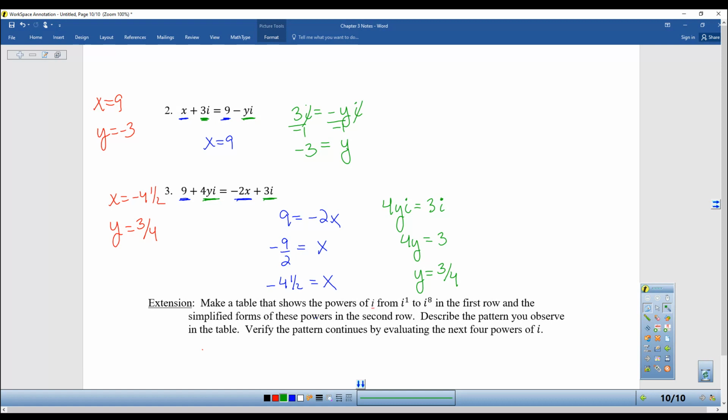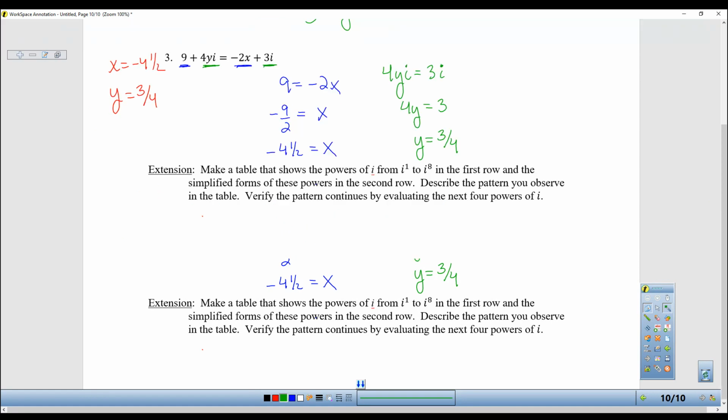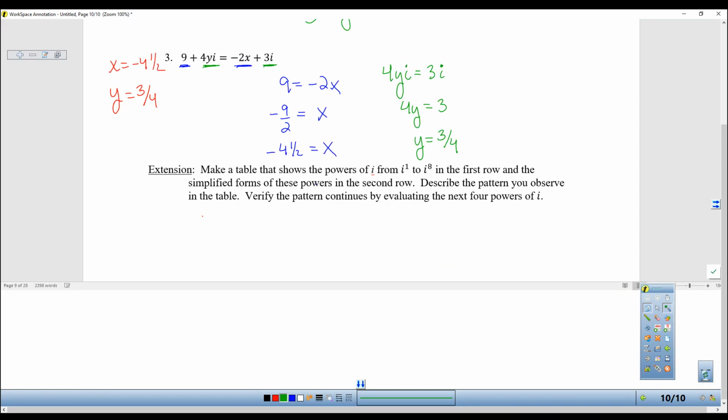All right, so one last little extension problem before we wrap up here. It says make a table that shows the powers of i from i to the first to i to the eighth in the first row, and the simplified forms of the powers in the second row. Describe the pattern you observe in the table. Verify the pattern continues by evaluating the next 4 powers of i. I would love for you to do this on your own. You will grow as a mathematician if you do, but obviously I'm going to do it for you.